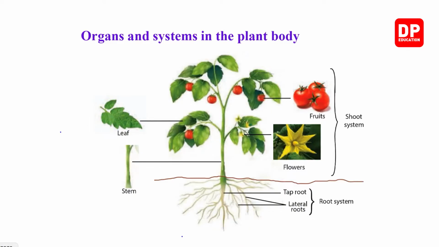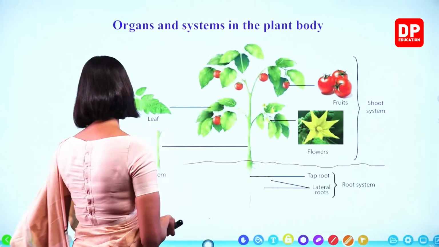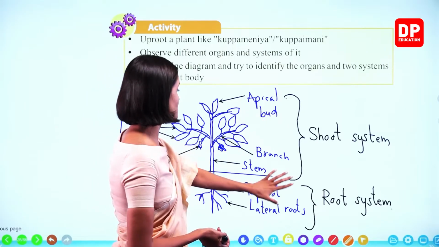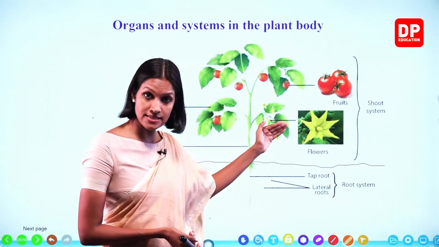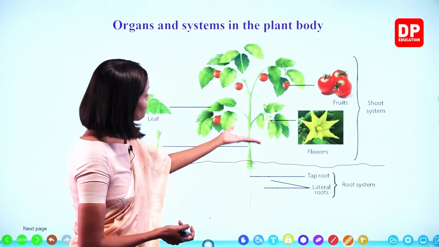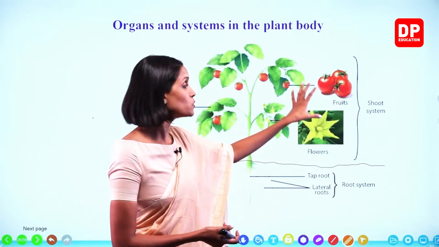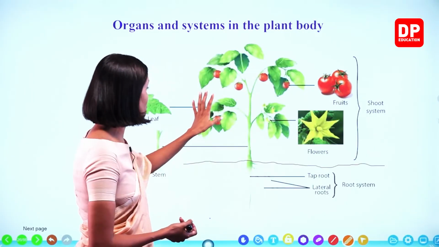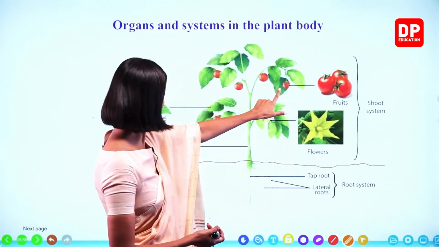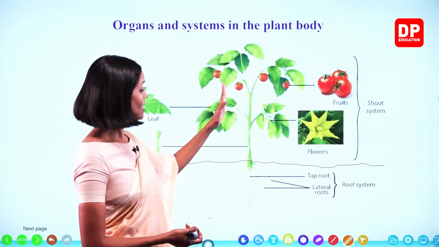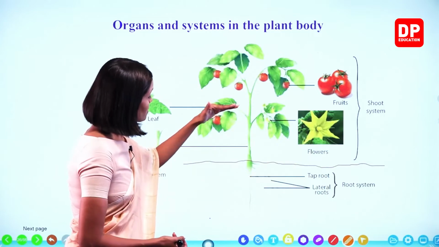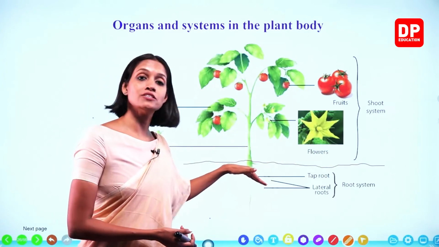Organs and systems in the plant body. All the organs are given here. Even here we did the same thing: shoot system and root system. When you consider the plant body, there are two main systems. The part that we can see above the ground is known as the shoot system. What are the organs coming under the shoot system? Look at this. The flowers, fruits, leaves, stem, they all come under the shoot system. What about the root system? The part that remains underground is known as the root system.